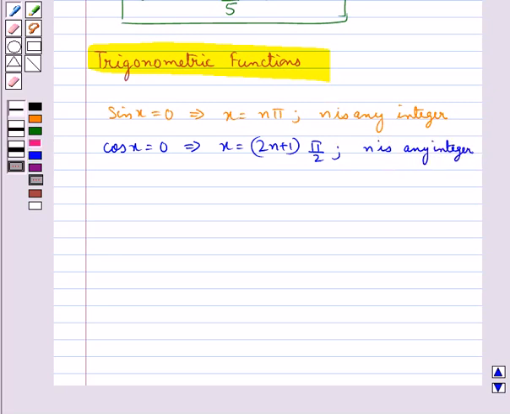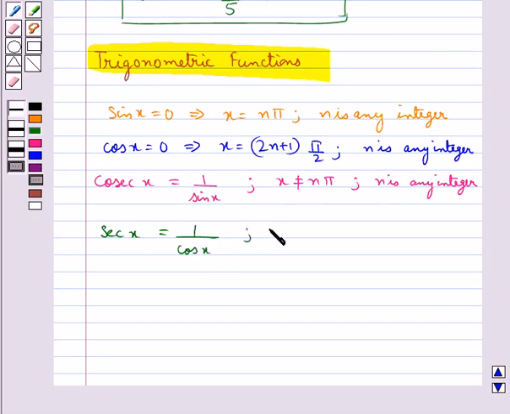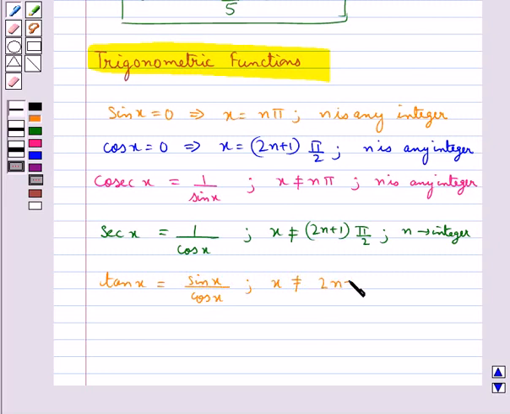Then we have some other trigonometric functions like cosec x equal to 1 upon sin x, where x is not equal to n pi, where n is any integer. Then sec x equal to 1 upon cos x, where x is not equal to (2n plus 1) multiplied by pi by 2 for any integer n. Then tan x is equal to sin x upon cos x, where again x is not equal to (2n plus 1) multiplied by pi by 2 for any integer n. And cot x is equal to cos x upon sin x, where x is not equal to n pi for some integer n.